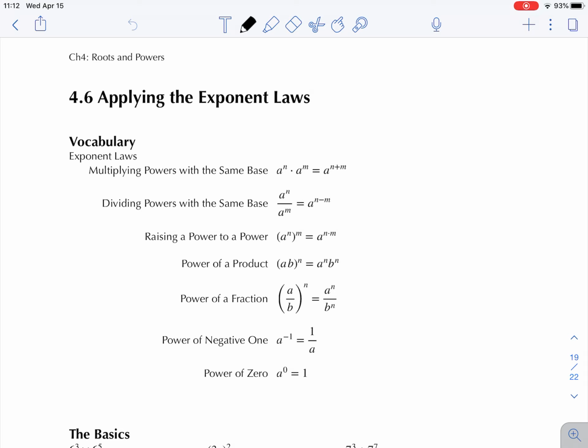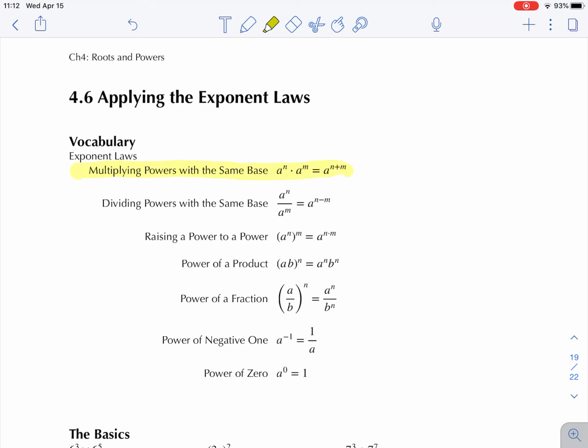Let's take a look at section 4.6, Applying the Exponent Laws. Now that we know what fractional exponents mean, they mean square roots and cube roots and fourth roots. We also know what negative exponents mean. They mean the reciprocal. Now it's time to look at how to apply the exponent laws to powers with fractional and negative exponents. Our laws are all the same.